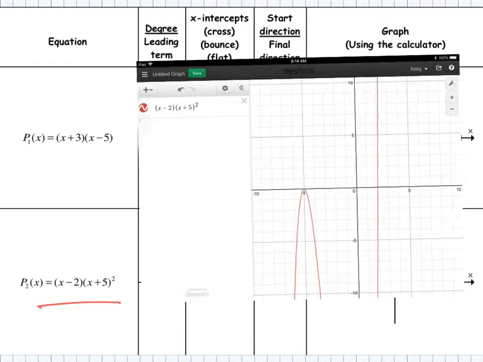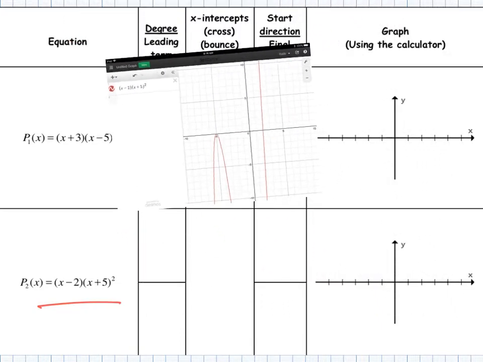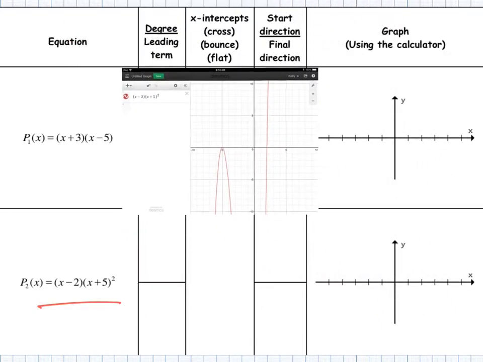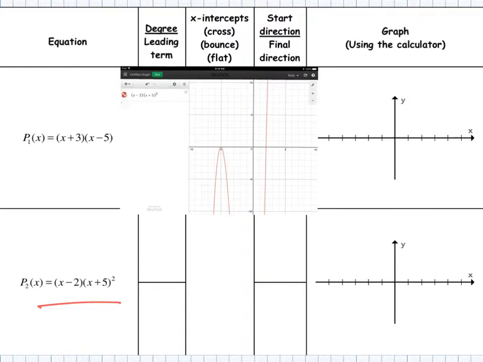So I'm going to shrink that down a little and put it up here, and then talk about what goes in each of these boxes. So the first box, I want the degree. This one's going to be a third degree polynomial because of the x minus 2 and the x plus 5 squared. So that's going to be third degree with a leading term of x to the third. Those two numbers should always be the same. The degree and the exponent on your leading term should always be the same.